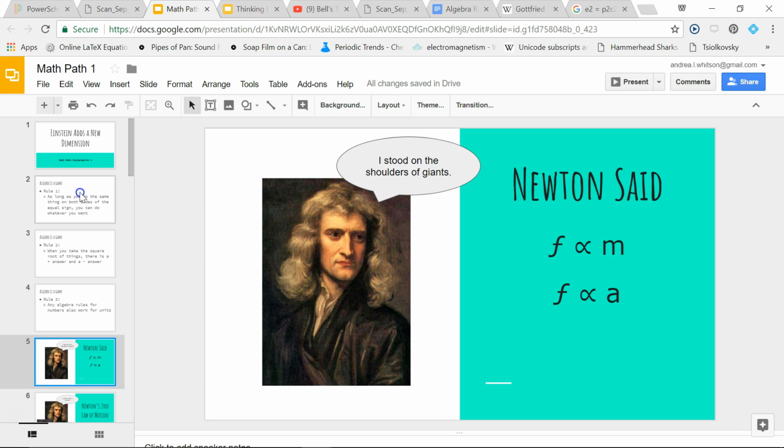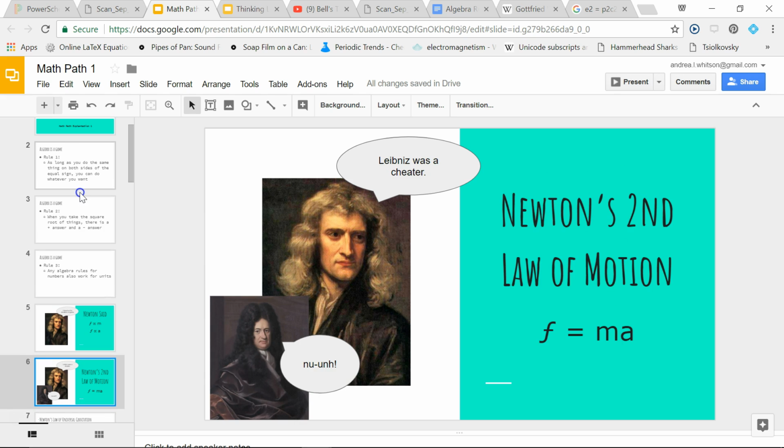So just a little bit back into the history of things, Isaac Newton didn't actually say force is equal to mass times acceleration in his Principia. He said force was proportional to mass and force was proportional to acceleration. But we know that as Newton's second law of motion, F is equal to m times a, which is something that we used in this first homework.